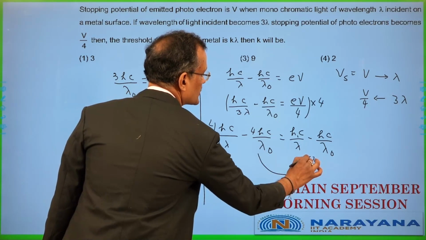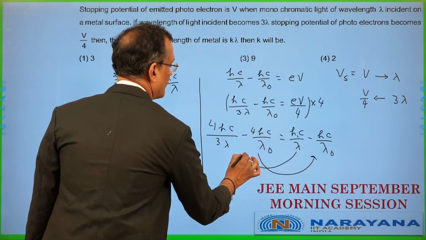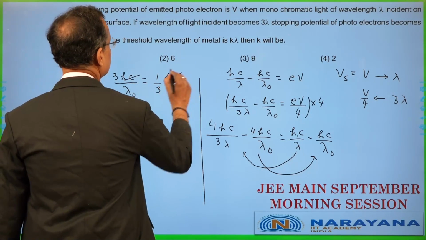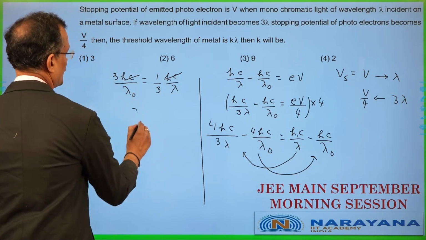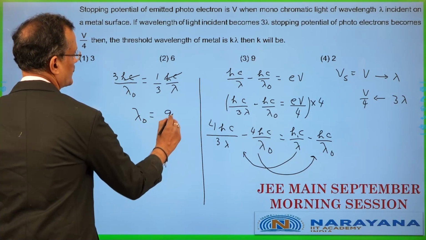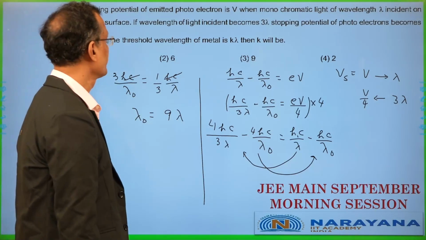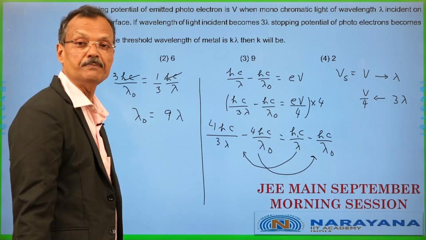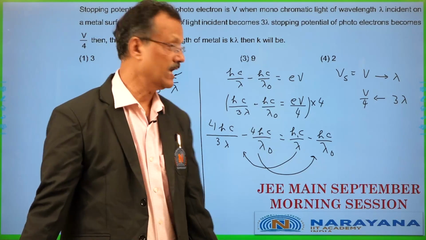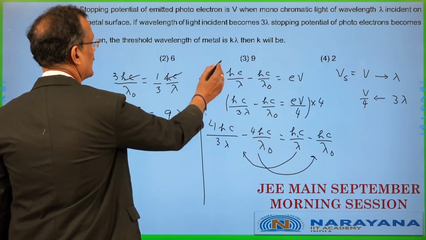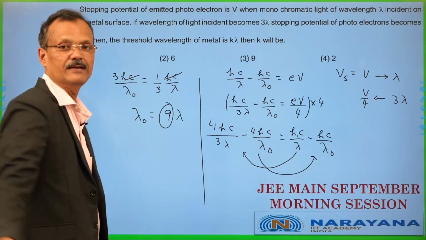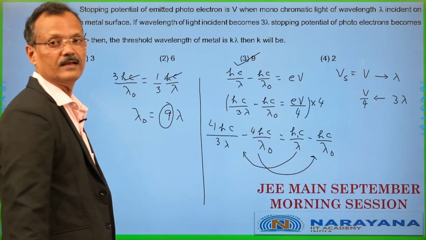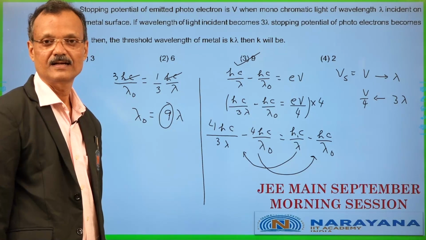This one I have transferred here and this one I have transferred here. Clear? HC, SC cancelled. They are asking you lambda naught. This is equal to 9 lambda. They are telling you the threshold wavelength of the metal is K lambda. Find the value of K. How much did you get? K is 9. Answer here: K is 9. Did you understand this? Clear now?